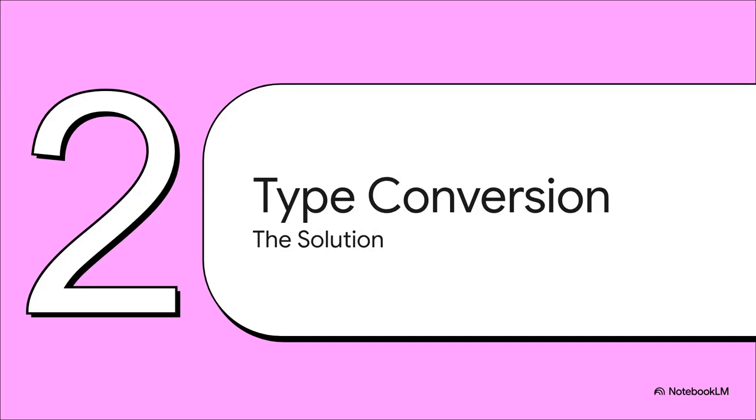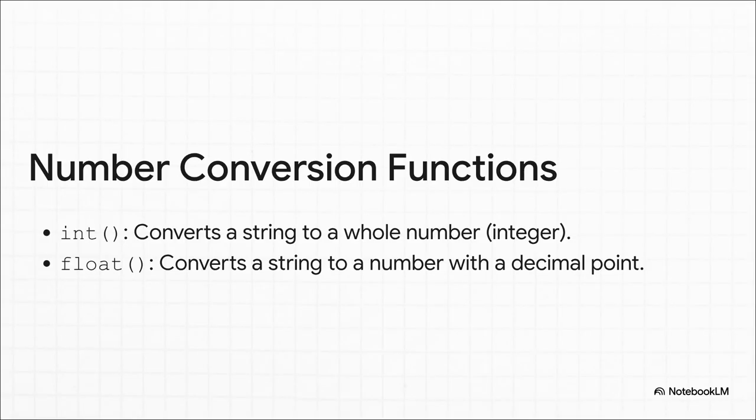Okay, so we know why it's happening. So how do we fix it? Well, the secret is a super powerful idea called type conversion. We don't change how input works, we change what it gives us. We basically have to tell Python, hey, I know this looks like text right now, but trust me, I want you to treat it as a number. And we do that with these two little helper functions. They're like translators. If you're dealing with whole numbers, like 1, 5, 100, you use int to convert the text into an integer. If you need decimals for things like money or measurements, you use float. These are the tools that let you turn text into something Python can actually calculate.